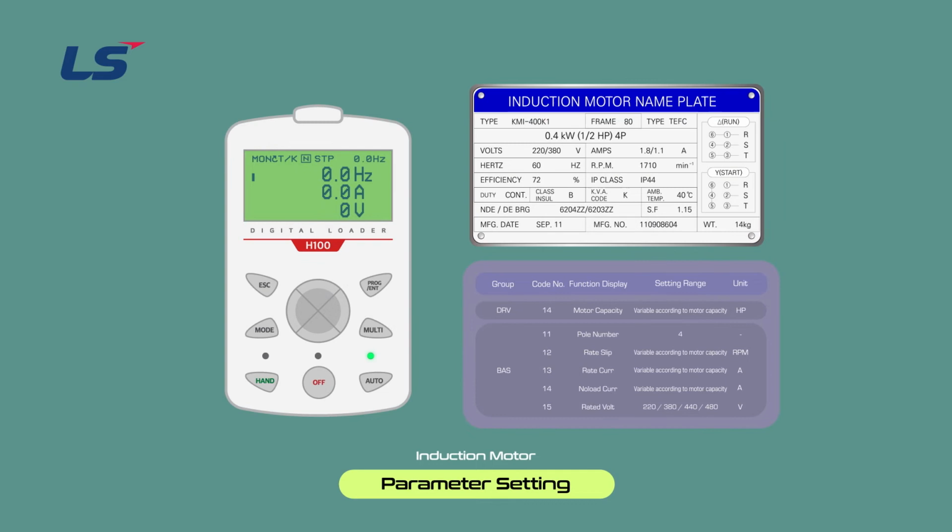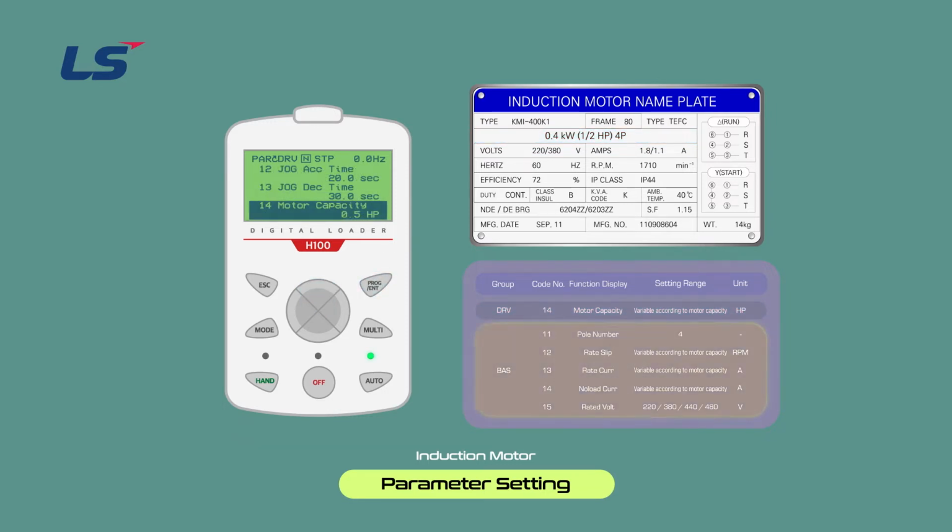Parameters related to the motor are set based on the information indicated on the motor nameplate. If you look at the nameplate of the motor, there is information such as motor capacity, rated voltage, rated current, and motor efficiency. I will enter the parameter based on the information on the nameplate of the motor. The motor capacity can be set in DRV14.